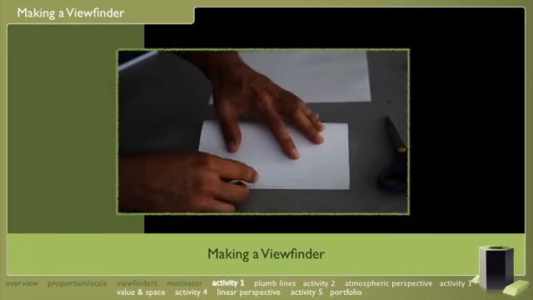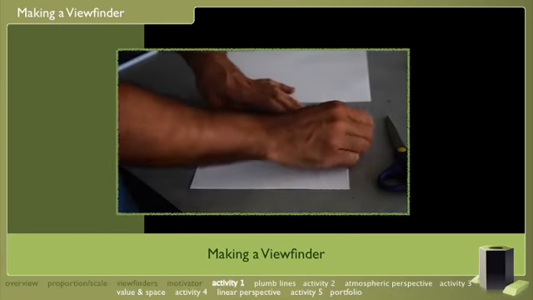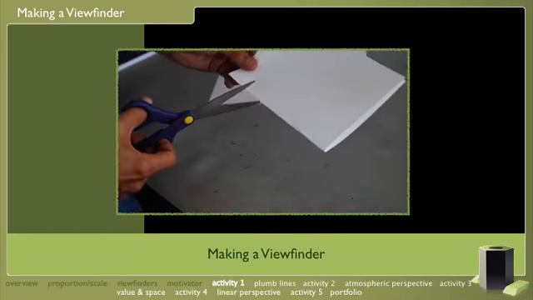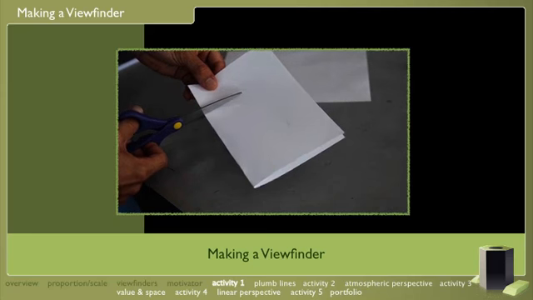You can use a piece of cardboard or thick paper to make your own viewfinder. Cut out an opening in the middle of an 8.5 by 11 piece.